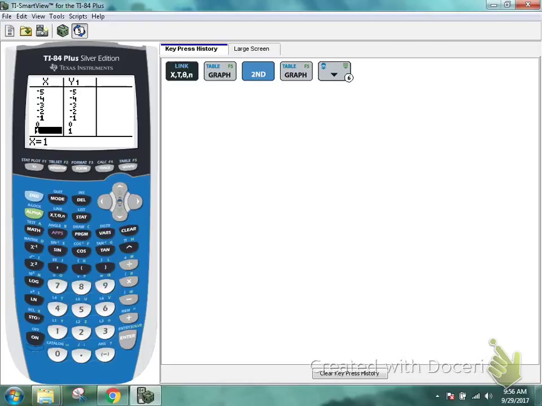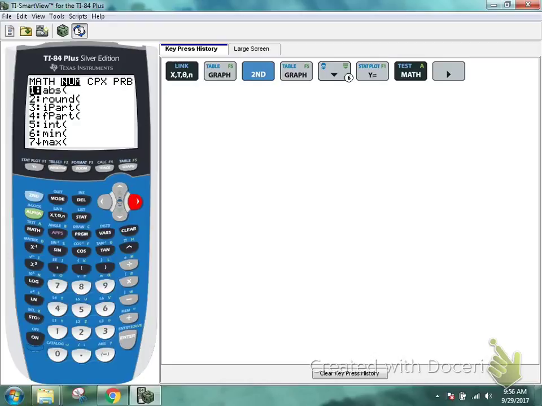You hit math, right arrow, enter. See abs? Y'all got abs now. Did you know that? Look, they're right there. Y'all got abs. I got abs. Thank you. Thank you. I'm here all day.